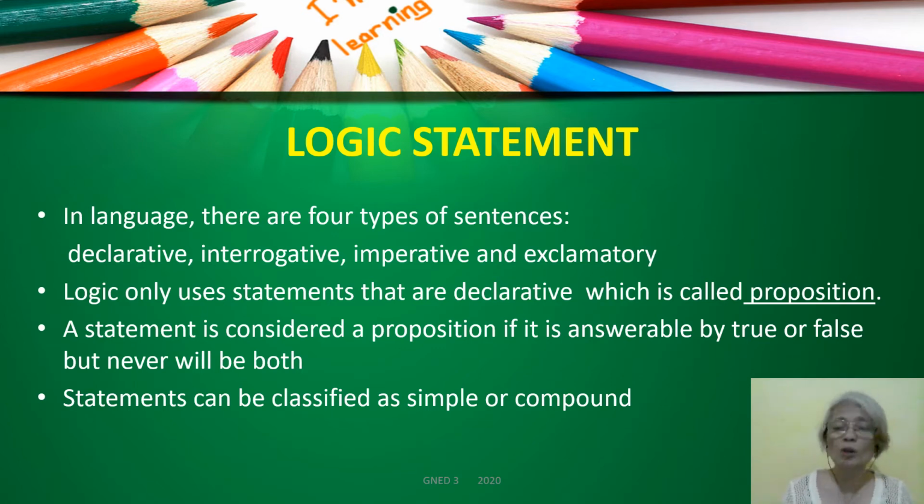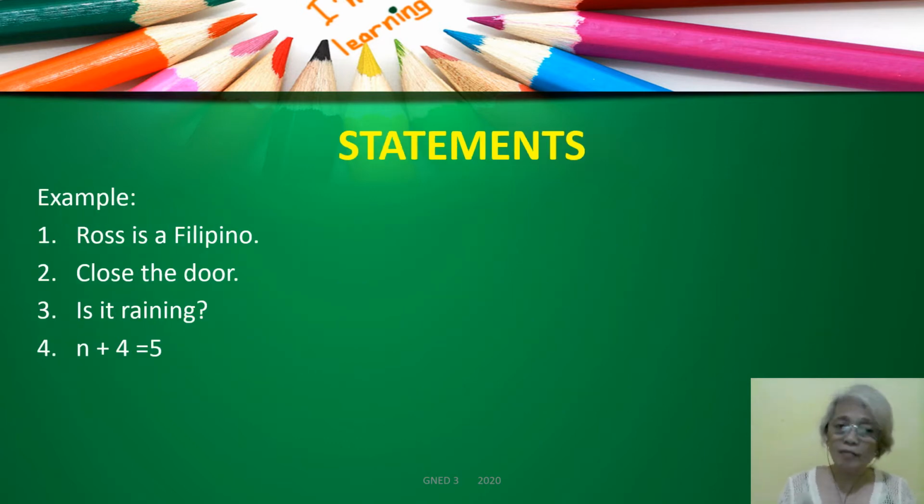Now, statements can also be classified as simple statements or compound statements. I have here four examples, so let us determine if each is a proposition or not. Ross is a Filipino is a declarative statement, and we can determine if it's true or false. Then, Ross is a Filipino is a proposition. Close the door obviously is not a declarative sentence, so it is not a proposition. It is imperative, in fact. The third, is it raining, is not a declarative, it is interrogative, therefore it is not a proposition also.